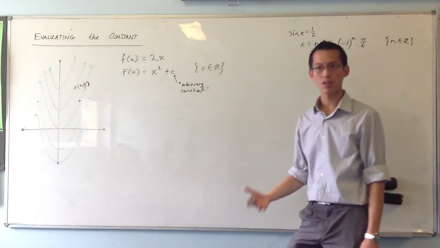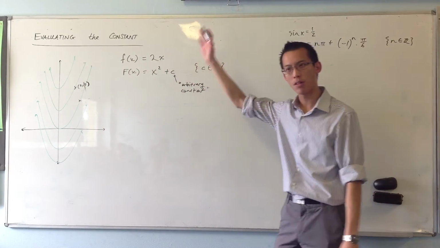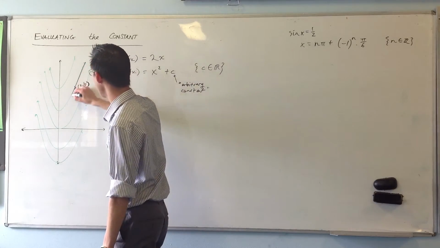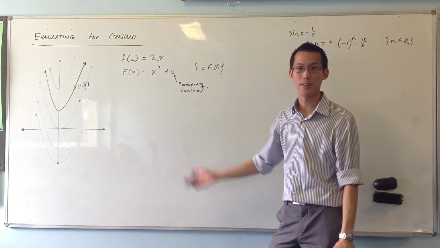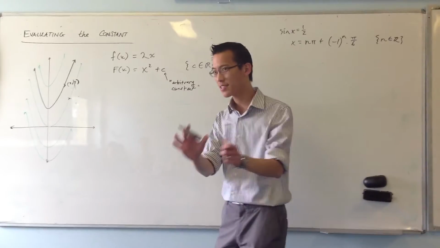So now that I know it goes to a point, it can't be all these other ones. It must be this one and this one only. So I can use that fact to evaluate what the constant is. Here's the way I would do it.